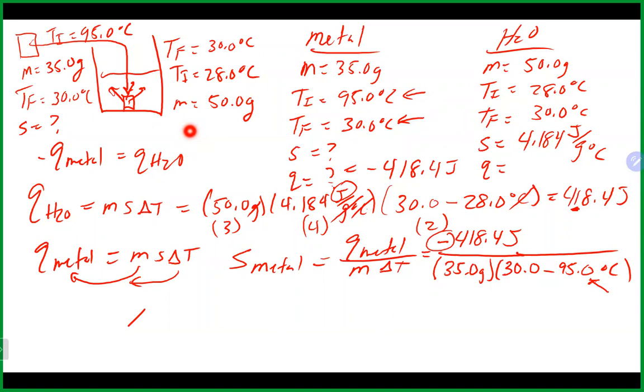If it does need to be there, we'll take 418.4, divide it by 35, and divide it by 30 minus 95, and we will end up with a specific heat capacity of 0.18 joules per gram per degree Celsius, as none of those units cancel out.